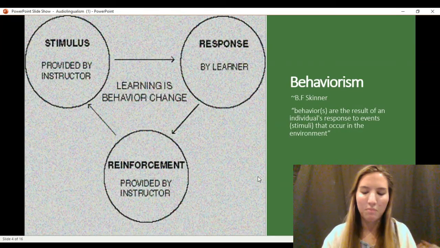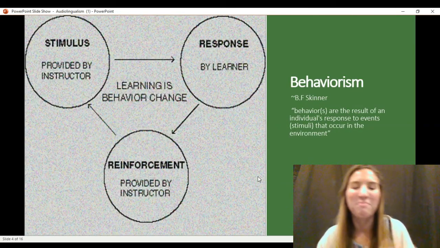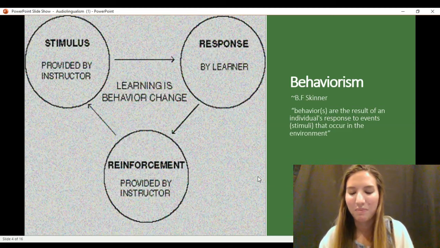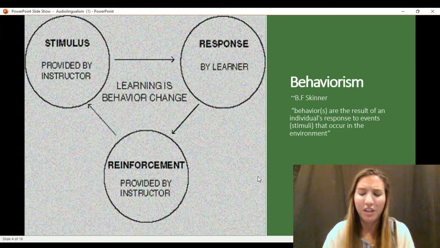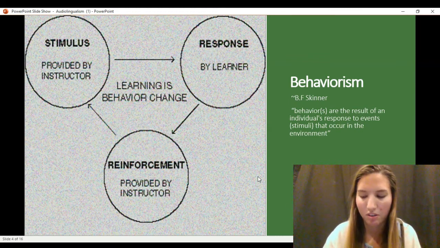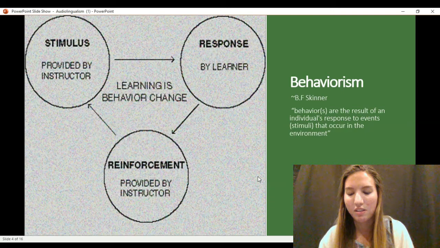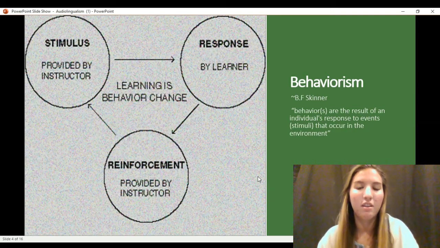The Army method, like many other learning methods, branched off from B.F. Skinner's behavioristic theory that learning is a function of change in overt behavior, where behaviors are the result of an individual's response to events, stimuli, that occur in the environment.